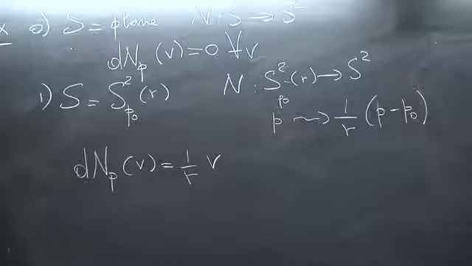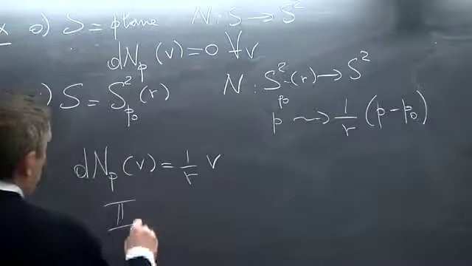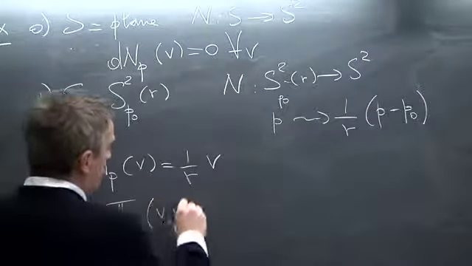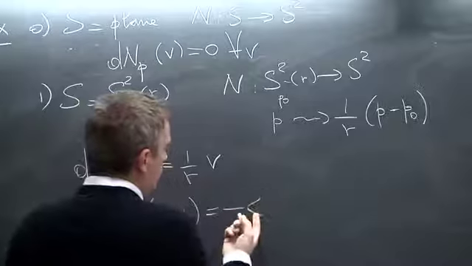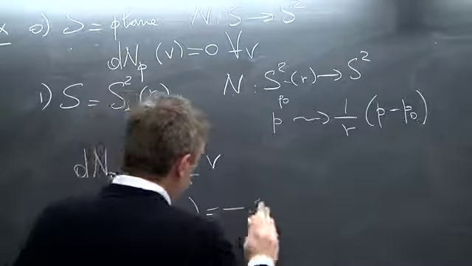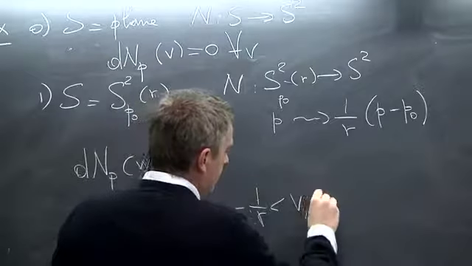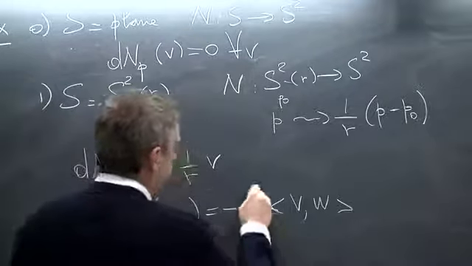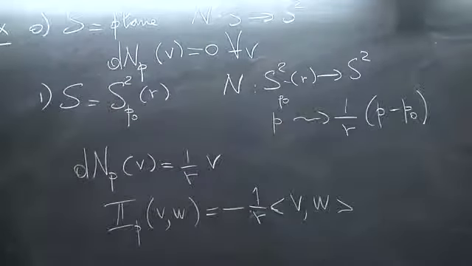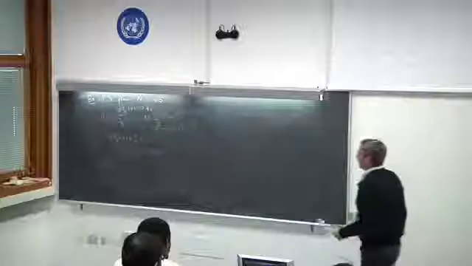Now, I hope I've made enough examples to make you quick. So what is the second fundamental form at a given point? It's the quadratic form which takes two vectors v and w and gives you minus d n p. So in fact, maybe I want to write minus 1 over r times v dot w. In any case, this is the second fundamental form.